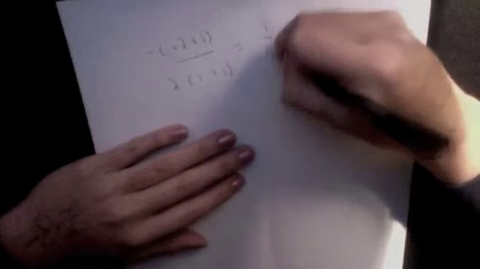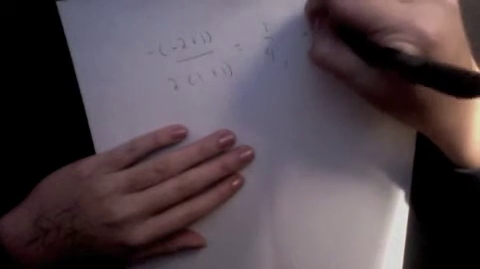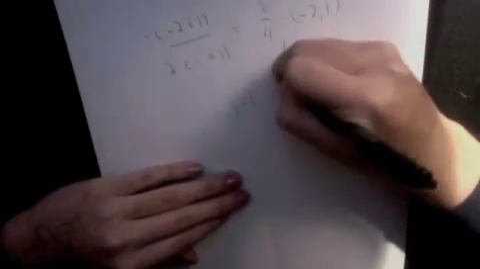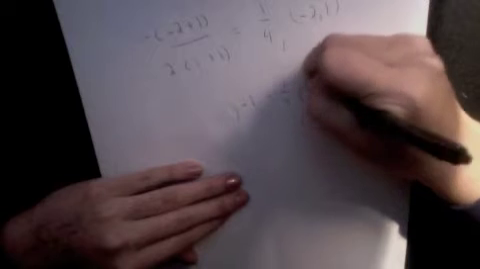So that's the slope of our tangent line equation. And then, since they give us a point, we're obviously going to use the point-slope method. So it's y minus 1 equals 1/4 times (x plus 2).